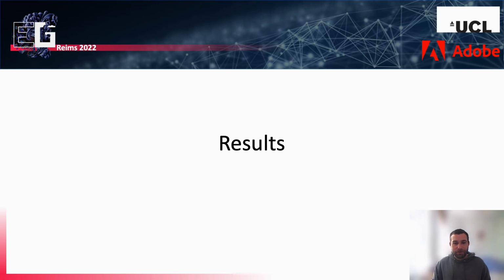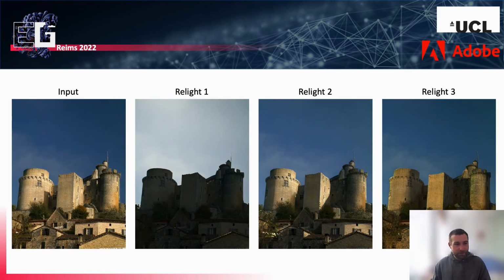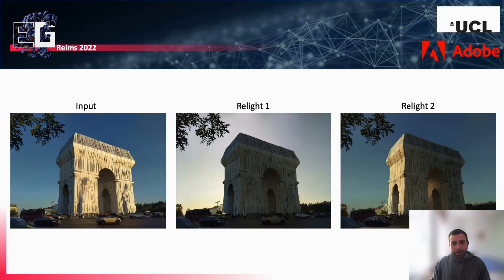We will now look at some of the results of our network. On the leftmost, we have the input, and the right three images are relightings using the process explained. Here we show another example of the Arc de Triomphe in France. If you look at the right-hand image, you can see that the light can propagate inside the arch. This shows that we're not purely linear geometry, but there is also RGB understanding as well.